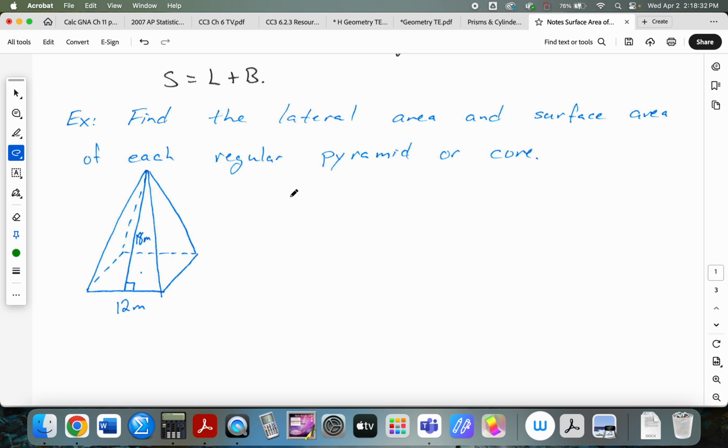All right, so let's do these. We'll start exactly the same way that we did before. Start with the base. Find the perimeter of the base. There are 4 sides at 12 each. That is 48. Find the area of the base. In this case, that'll be base times height. It's 12 times 12, which is 144.